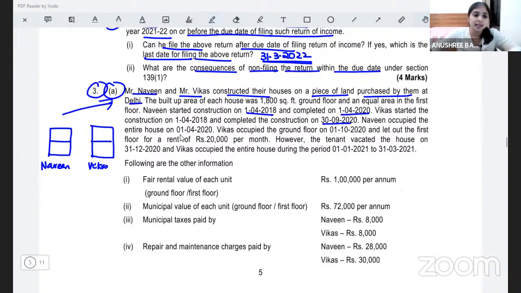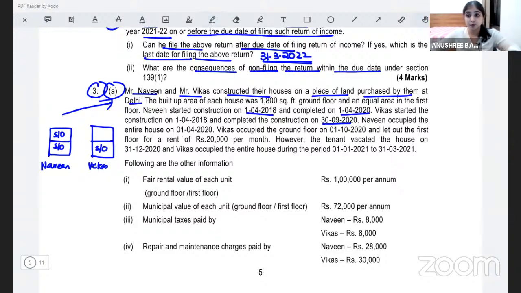Naveen occupied the entire house. So Naveen has self-occupied the entire house. Vikas occupied the ground floor as self-occupied, and he let out the first floor for a rent of 20,000 per month. However, the tenant vacated the house on 31st December 2020 and Vikas occupied the entire house during the period January to March. So what has Vikas done with the first floor? Part of the year let out, part of the year self-occupied.